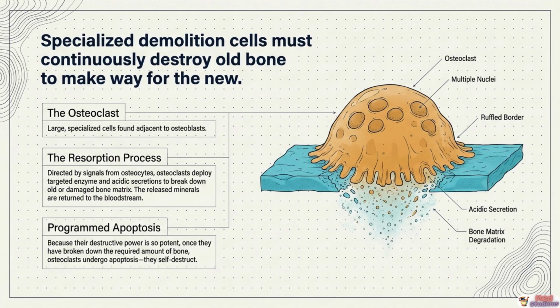The released calcium and phosphate ions are transcytosed across the osteoclast and enter the bloodstream. Once the prescribed amount of bone has been resorbed, osteoclasts undergo programmed apoptosis, self-destruction. Their extraordinary destructive power cannot be left running unchecked. Bisphosphonate drugs for osteoporosis work precisely by inducing premature osteoclast apoptosis.